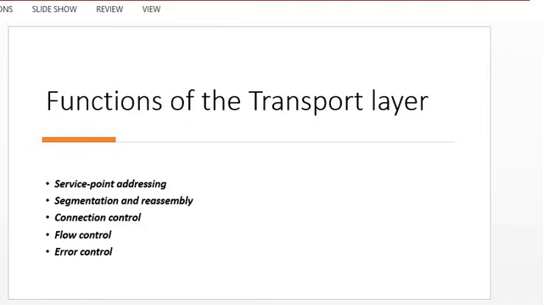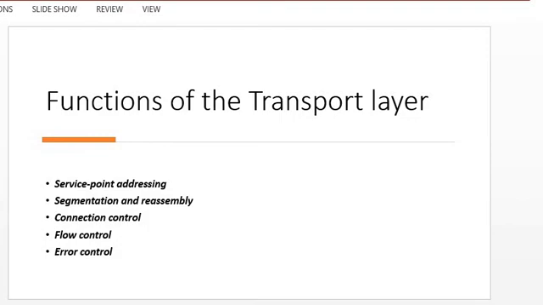So the transport layer header in a network model must therefore include the type of address called a service point address or a port address, corresponding to the destination machine. So that is what we mean by service point addressing, where the transport layer header must include a type of address called a service point address or a port address, which corresponds to the destination machine.